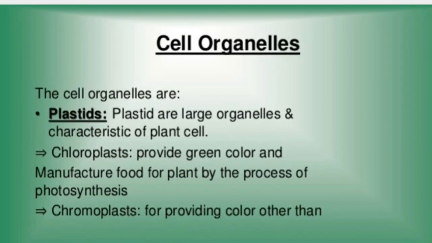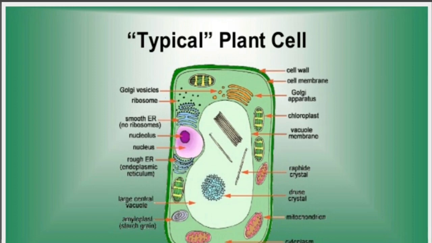Then coming to cell organelles, we have plastids. Plastids are large organelles and are characteristic of a plant cell. Chloroplast provides green color to the plant and manufactures food by the process of photosynthesis. Chromoplasts provide color other than food materials.